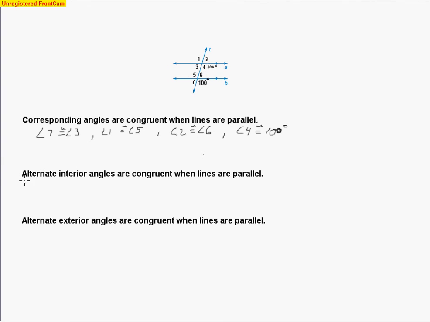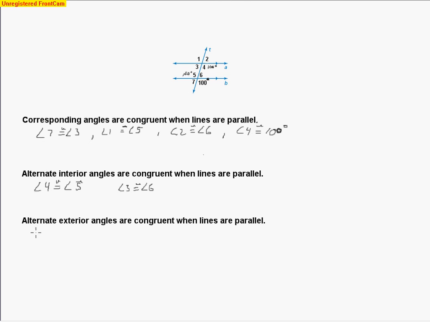And so alternate interior angles. Alternate interior angles are like the 100-degree angle here, the 4. Angle 4 is going to be the same as angle 5. Those are alternate interior: inside both the parallel lines and on opposite sides of the transversal. So I see that angle 5 is 100 degrees. And then also angle 3 is congruent to angle 6. So you see how 3 and 6 are also on alternate sides of the transversal, inside the two parallel lines.